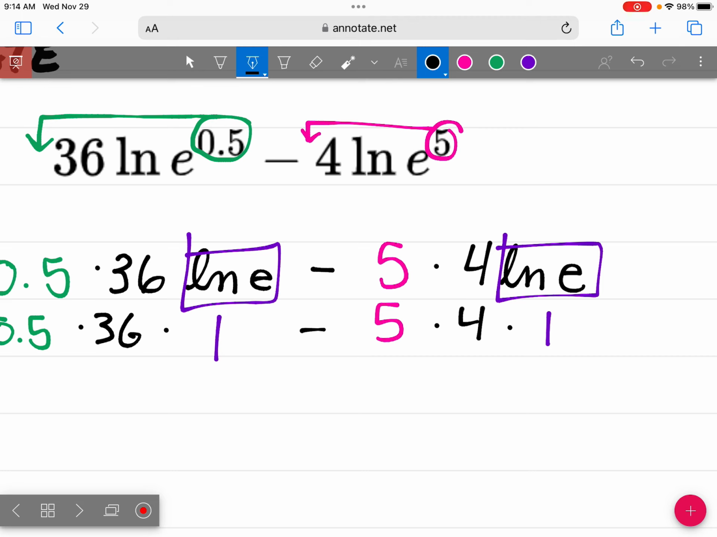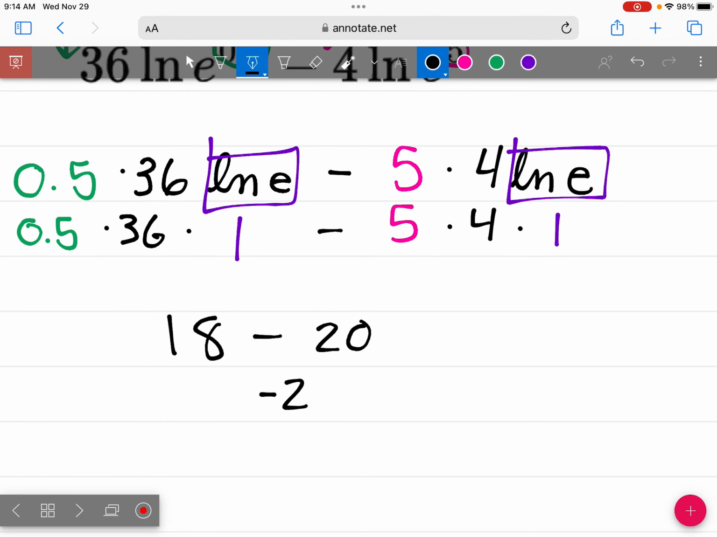What is 0.5 times 36 times 1? 18. 5 times 4 times 1? 20. 18 minus 20? -2.